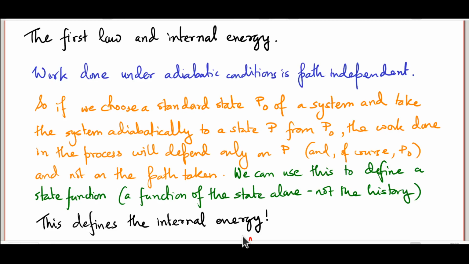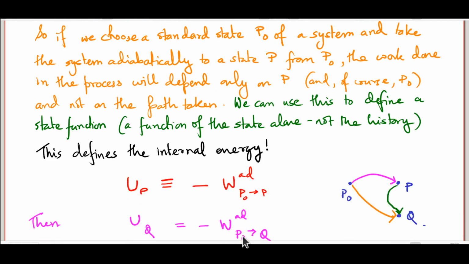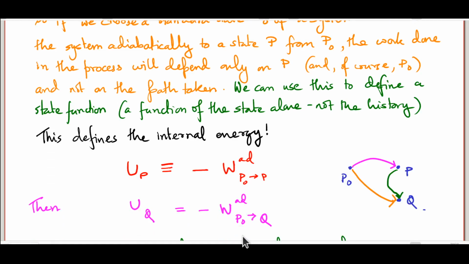Now, we can use the fact that this work done is independent of the path taken to define a state function: a function of the state alone, that is, a function of the thermodynamic parameters which describe the state, and not on the history of the state, not on what happened to these thermodynamic parameters before you reached this particular equilibrium state that you are currently in. This defines what we call the internal energy. Basically, the internal energy of a state P can be defined as the negative of the work done under adiabatic conditions to take the system from P0 to P.